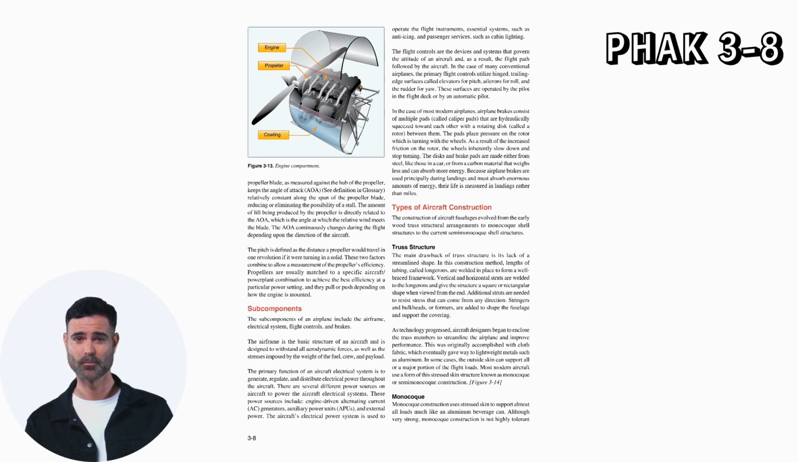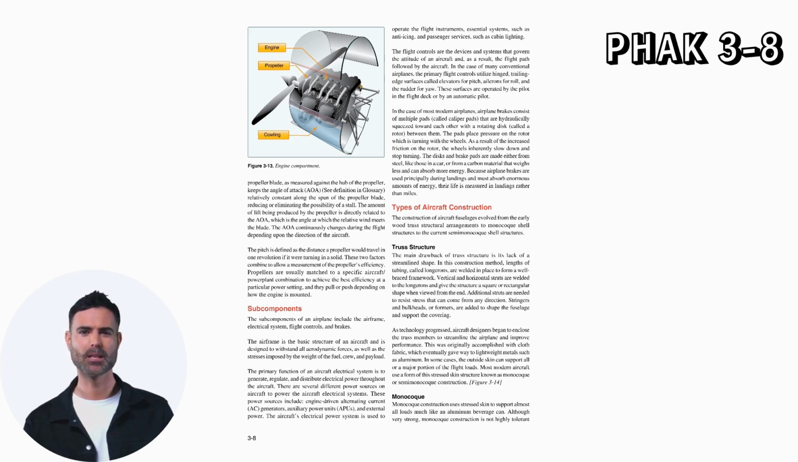In the case of most modern airplanes, airplane brakes consist of multiple pads, called caliper pads, that are hydraulically squeezed toward each other with a rotating disc called a rotor between them. The pads place pressure on the rotor, which is turning with the wheels. As a result of the increased friction on the rotor, the wheels inherently slow down and stop turning. The discs and brake pads are made either from steel, like those in a car, or from a carbon material that weighs less and can absorb more energy.